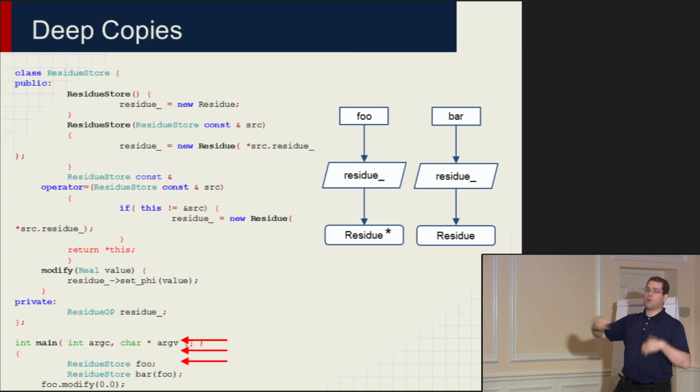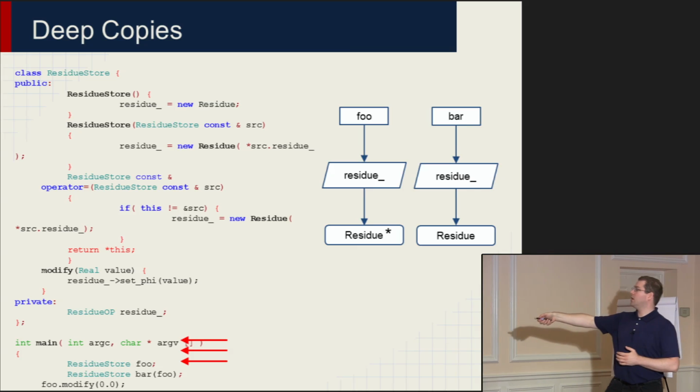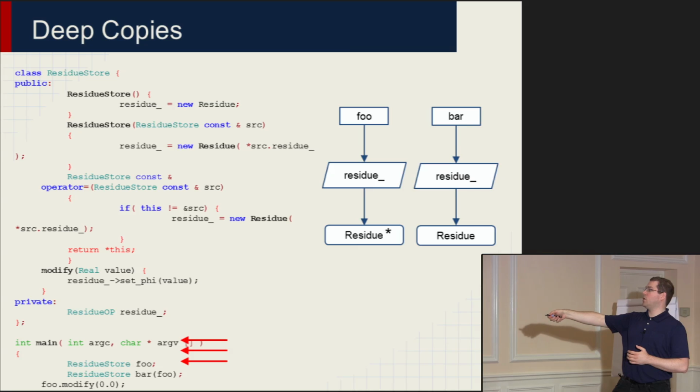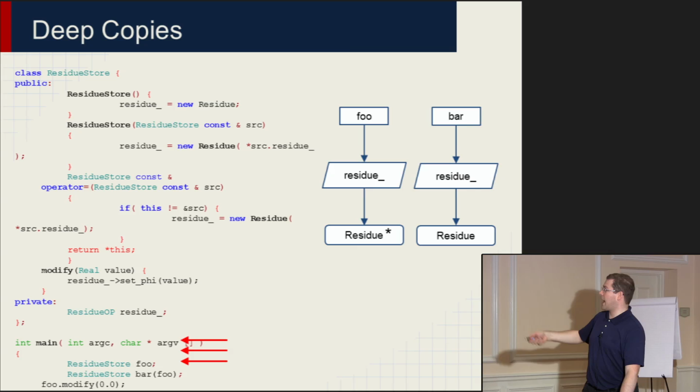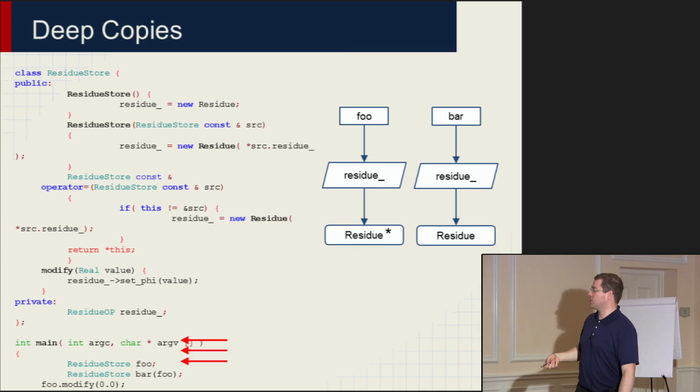And now here, since we're making a deep copy, what we want to do is, instead of just copying the residue OP object, we want to make a copy of what's being pointed to. And so we make a new residue on the heap, and we invoke the copy constructor for the residue to make a copy of this residue that we're pointing to, and then store that. Similarly for the assignment operator. Again, we also copy the residue that we're storing.